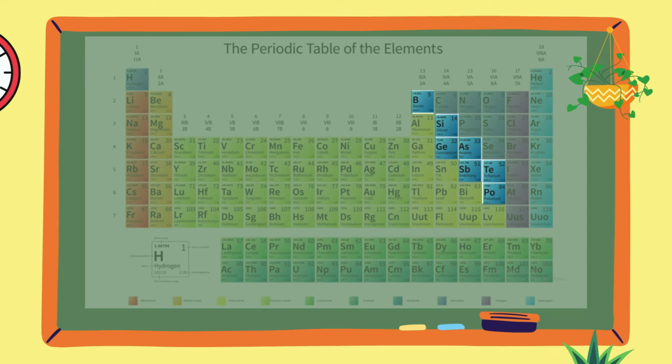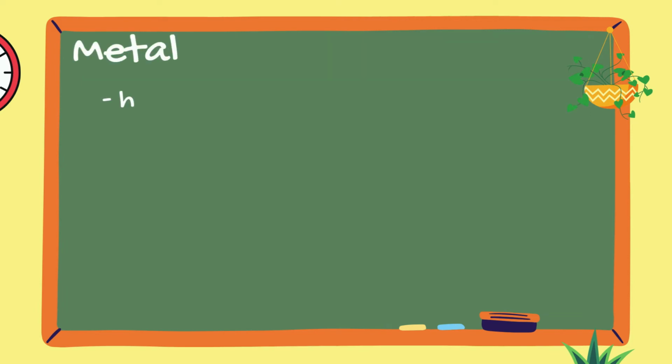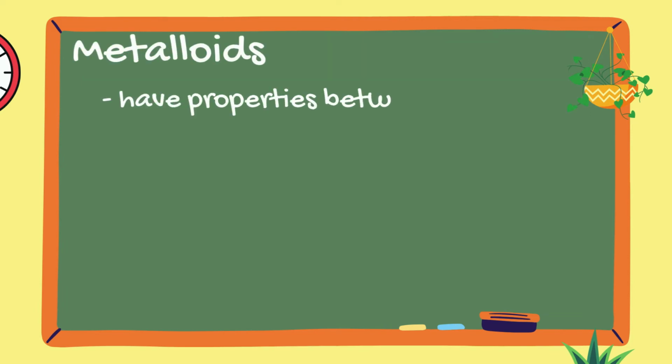Metalloids can be found on the staircase border between metals and nonmetals on the periodic table. These elements have properties between metals and nonmetals.